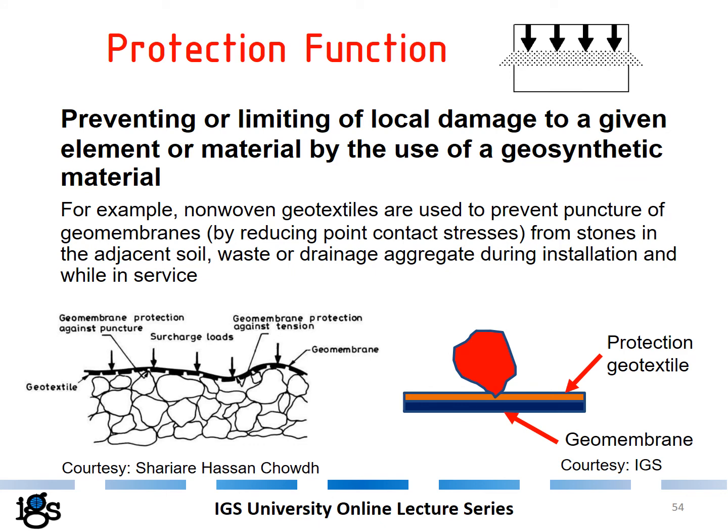By reducing the point contact stress from stones in the adjacent soil, waste or drainage aggregate during installation and while in service, or if you have to put a geomembrane on top of a granular layer in order to prevent the submergence of the geomembrane into the voids or puncturing of the gravels into the geomembrane, you can put in between a protection geotextile.